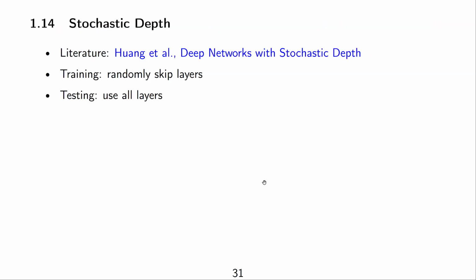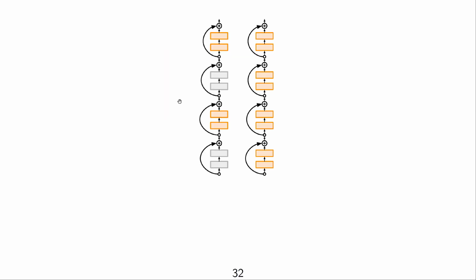All right. So just some other random idea. You could do something like dropout on complete layers. So during training, you randomly skip some layers, and during testing, you use all layers. So this is some example. Maybe during training, you skip certain layers. Maybe you skip the gray ones and only use the orange ones. And then during testing, during inference time, you use all the layers.